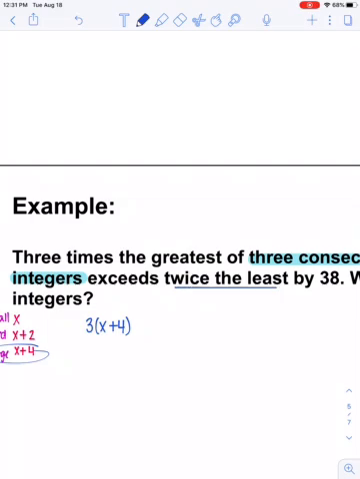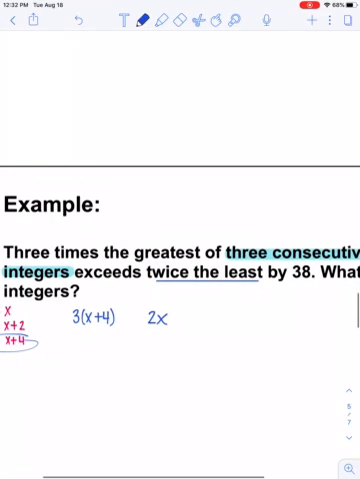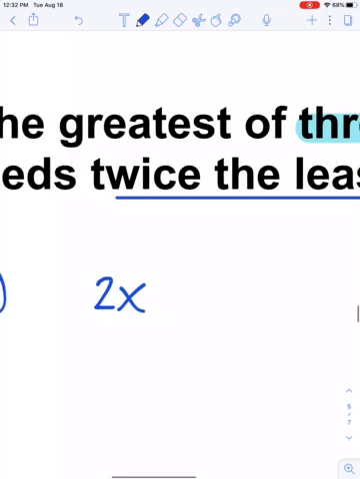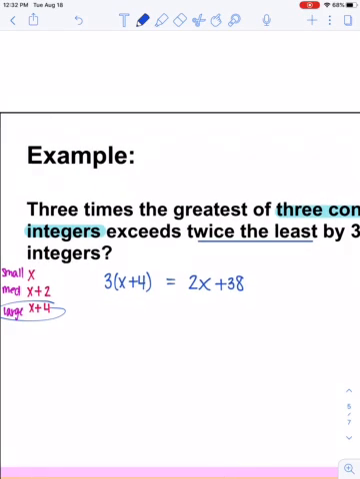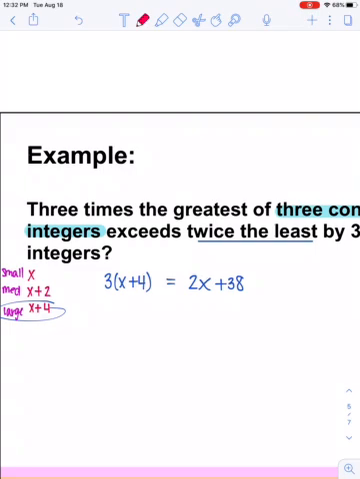Okay, so I'm just going to come over here and figure out what I know. So twice the least, 2 times the smallest. Well, my smallest is x, so 2x. And then this left-hand side is 38 bigger, because it exceeds this by 38. So what we have to do is take the smaller one, the 2x, and add 38, and they are equal to each other then. So 3 times the greatest exceeds 2 times the least by 38, so 2 times the smallest plus 38. And now we can solve it.